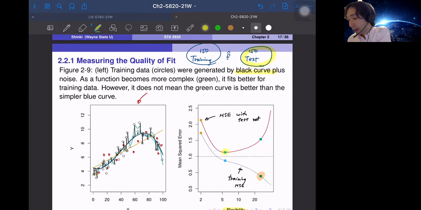So this is basically simulating the situation where we train with some data set, we observe the new data, and we evaluate the performance with the new data only. This is a more practical way to predict the performance for the new data set.